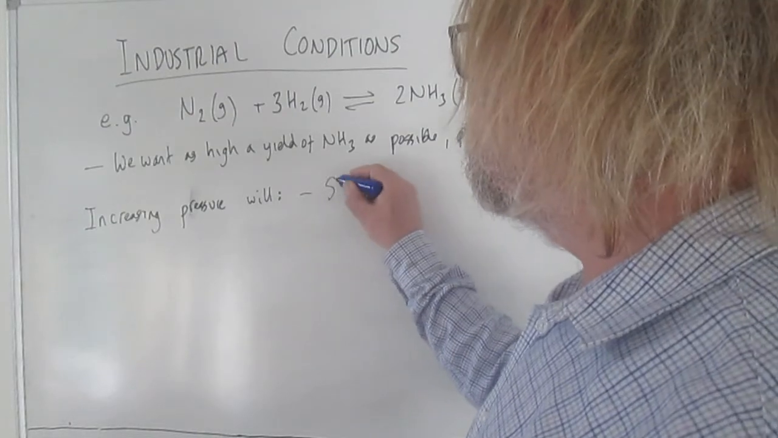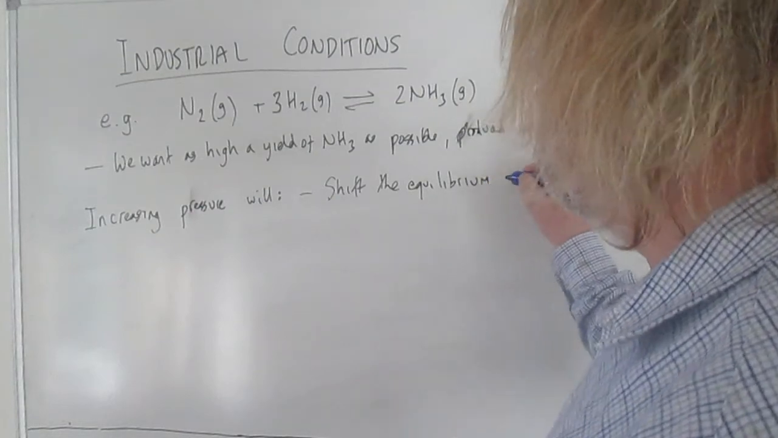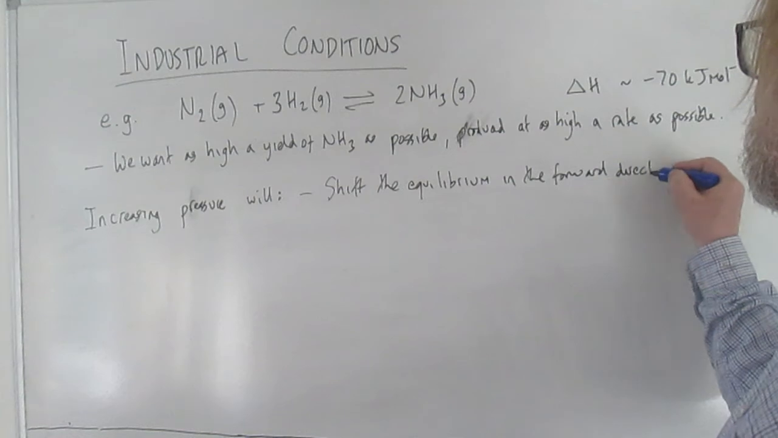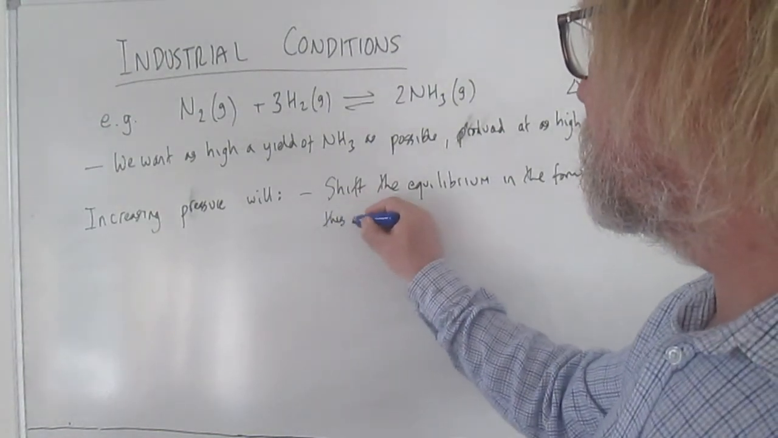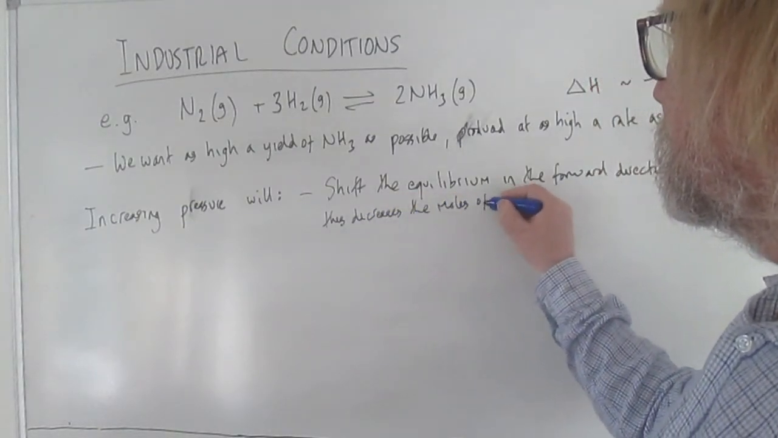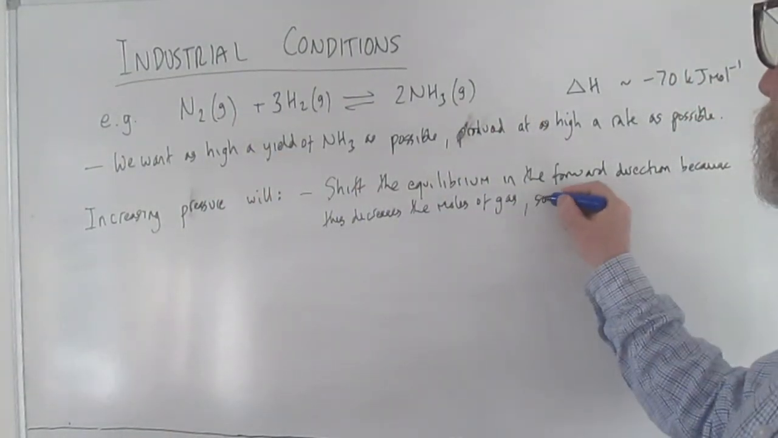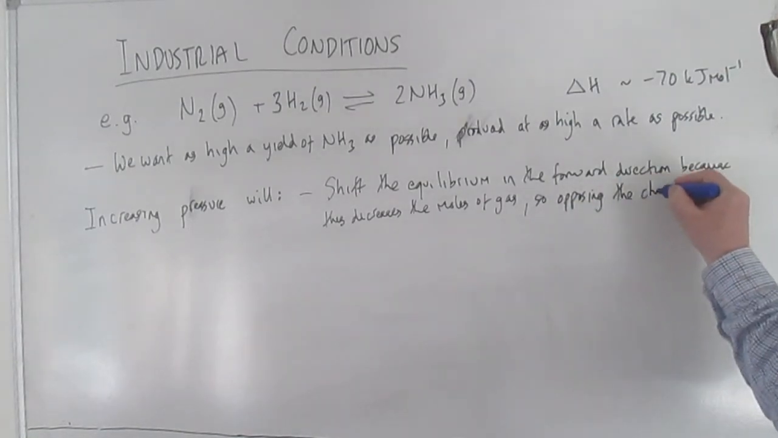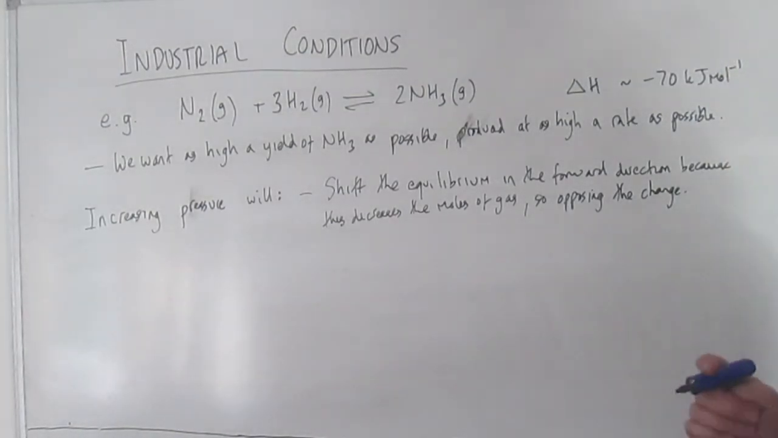So it will shift the equilibrium in the forward direction, because this decreases the moles of gas, is what the equation tells us. 4 moles goes down to 2, so opposing the change. Okay, so that's the Le Chatelier language of opposing the change coming in there. So that's looking like high pressure is going to be a good thing for getting a good yield of ammonia.